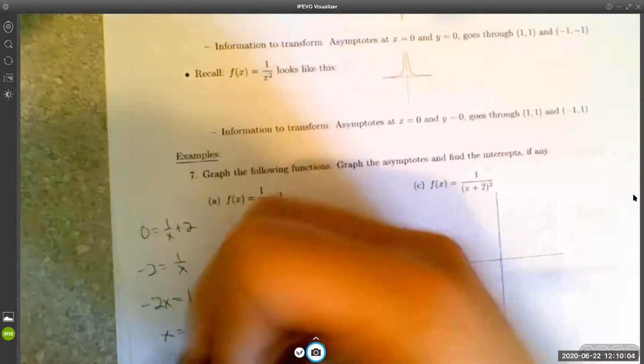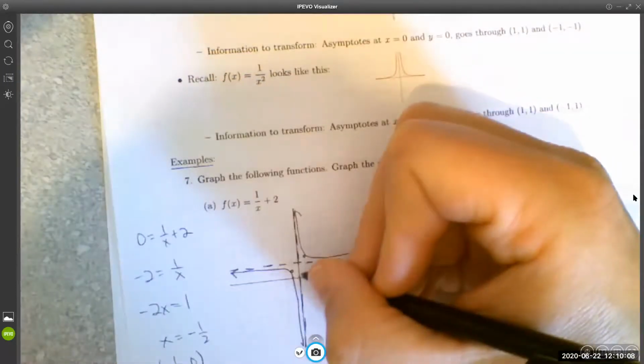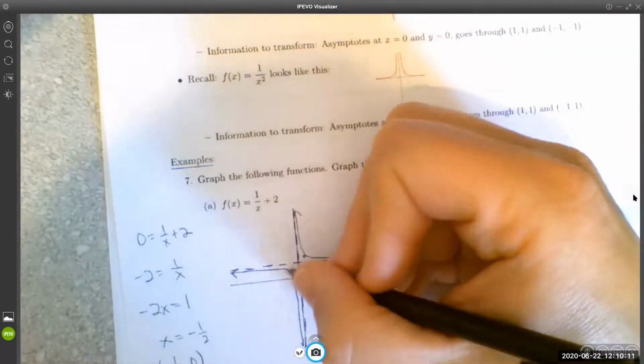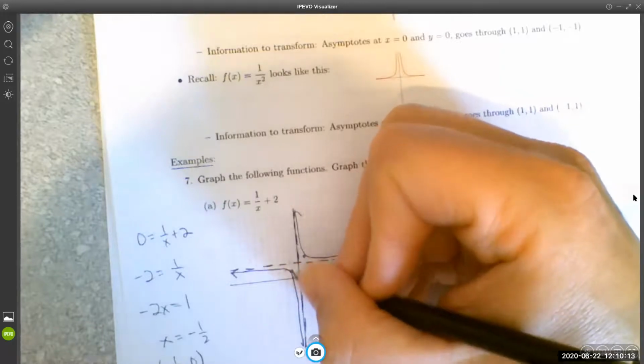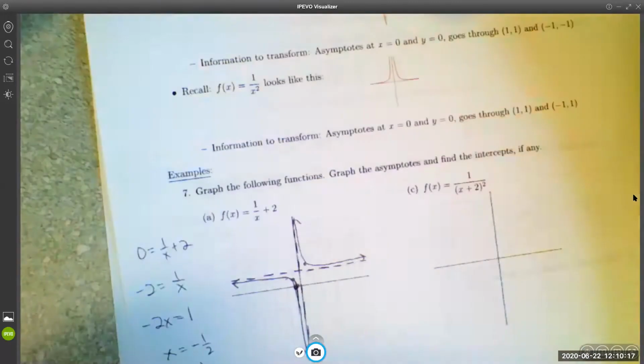So the x-intercept is the point -1/2, 0. I guess I didn't draw this super well. It should have crossed the x-axis at -1/2, right? But that's that.